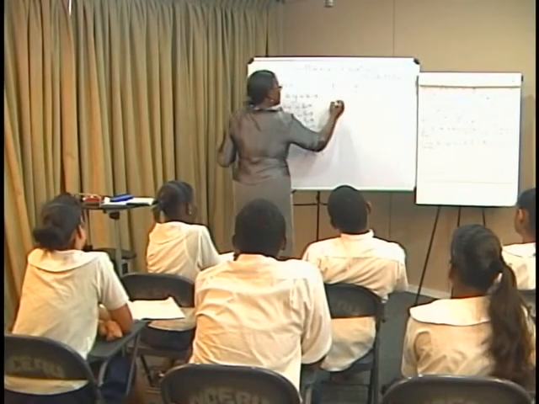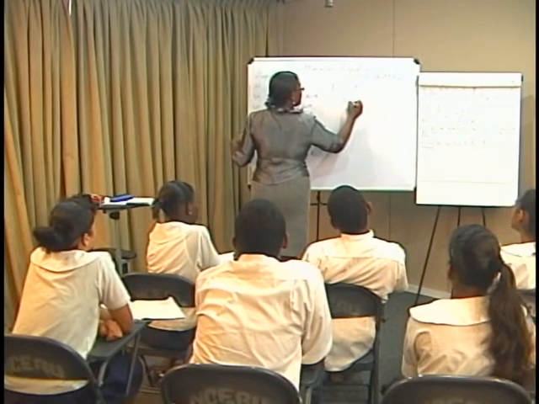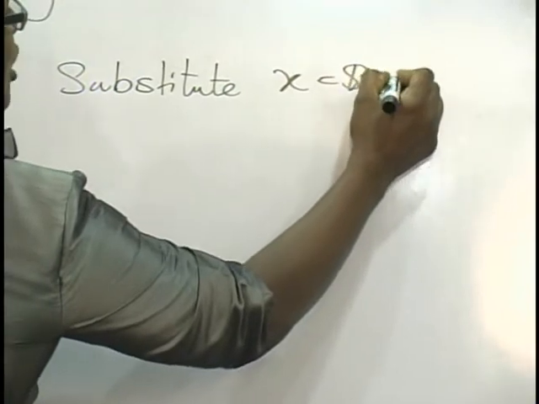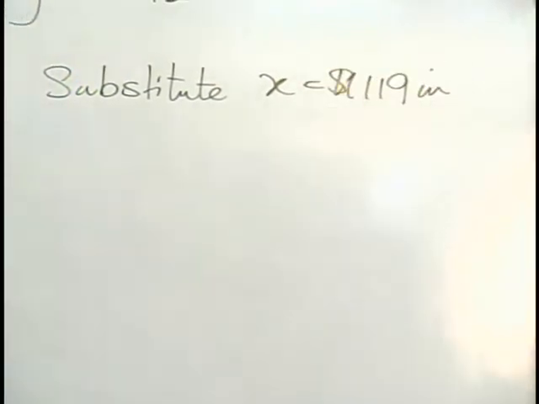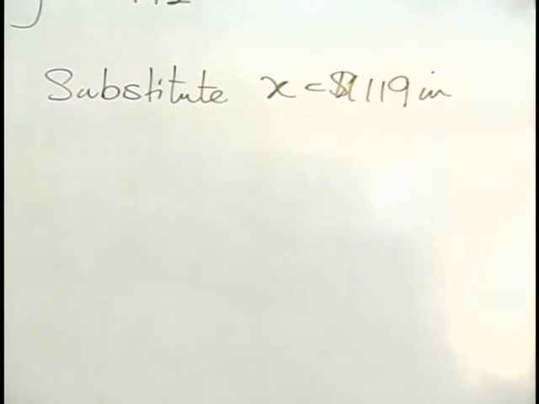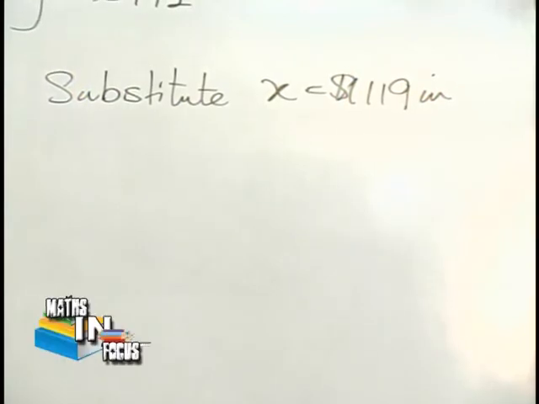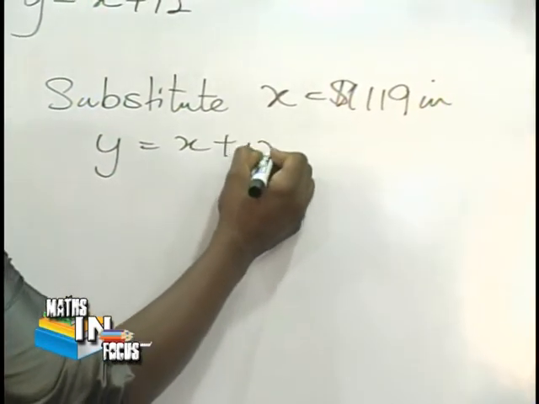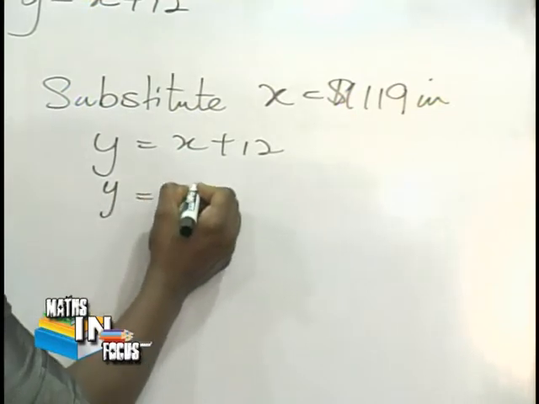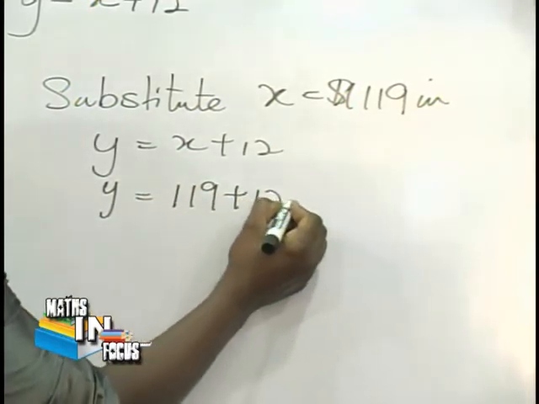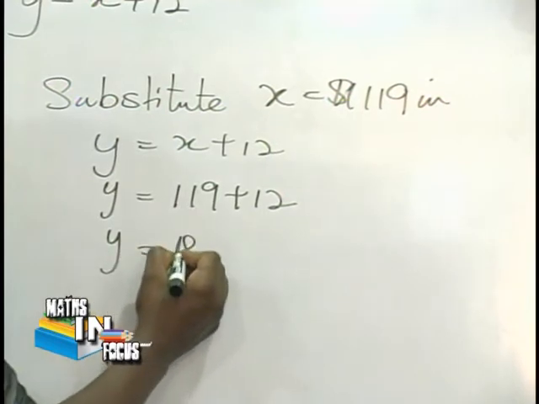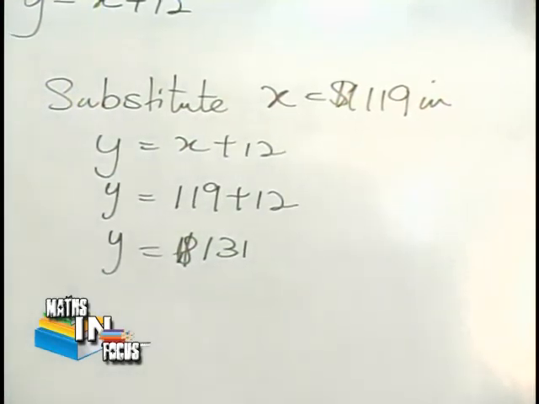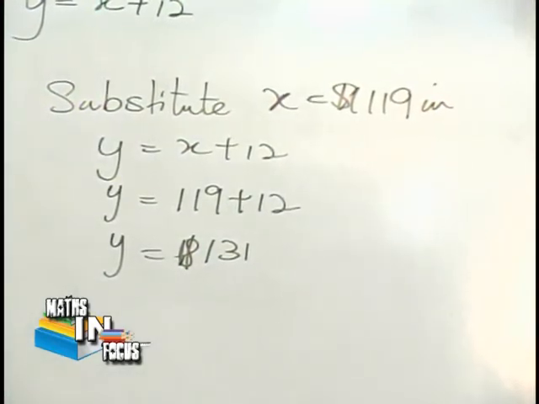No. So we're going to substitute x equals 119 in either here or here, either one. So we know that the racket y is equal to x plus 12. Y is equal to 119 plus 12, and y is equal to $131.